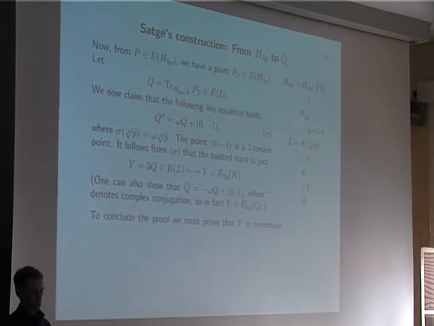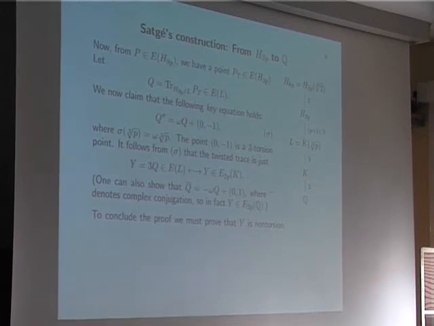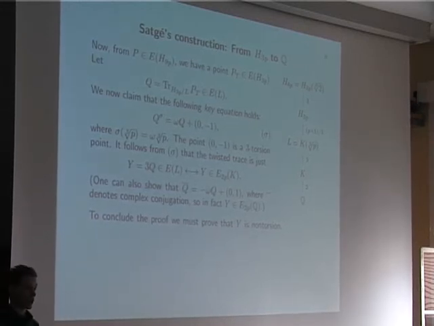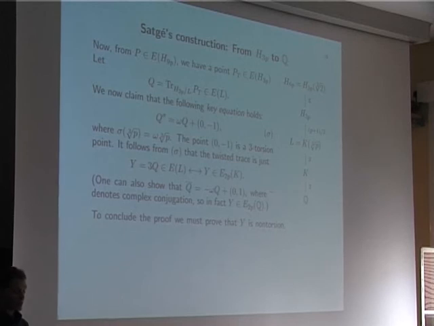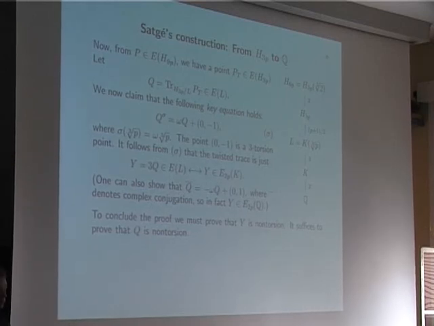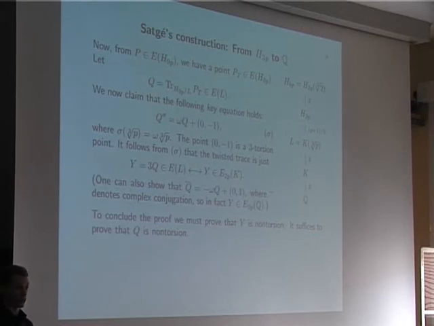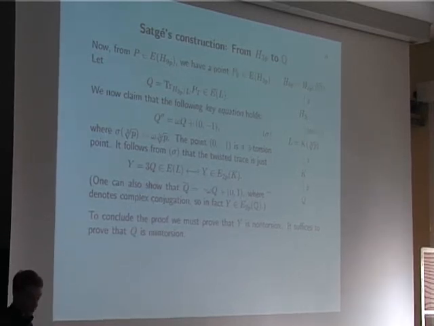All right, so the thing that's always lurking in the background is that it's easy to construct points on elliptic curves, but the hard part is to show that it's non-torsion. So here, because we have a key equation at our disposal, we're going to be able to show that this point y is non-torsion. So y is just 3 times q. So if we want to know that y is non-torsion, it's enough to know that q is non-torsion.